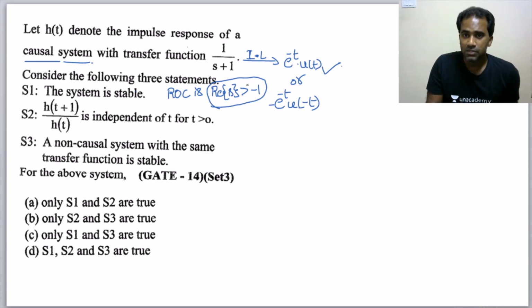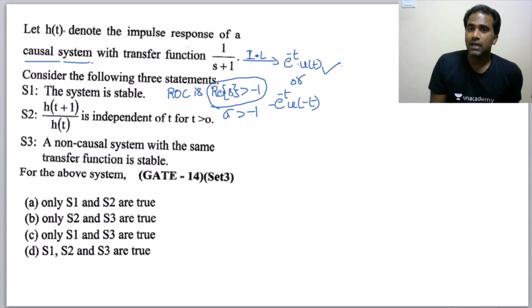So if you look at this ROC, it includes the real part s equal to sigma equal to 0. Correct? This ROC we can also write as sigma greater than minus 1. So starting from minus 1 till infinity are the values that are part of the ROC. So sigma equal to 0 is also part of the ROC. So whenever sigma equal to 0 is part of the ROC, then the signal can be said to be absolutely summable.